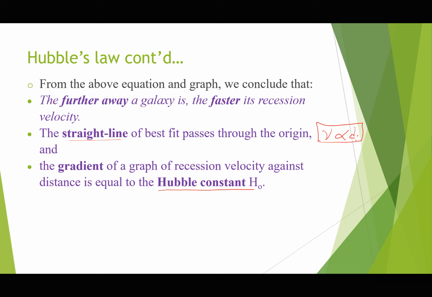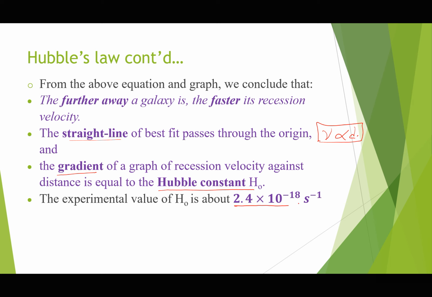However, before we reach there, the constant h naught is called Hubble's constant, which we have already said is going to be the gradient of the graph. And of course, experiments have shown that this constant is approximately 2.4 times 10 to the power of minus 18 per second. Of course, you don't need to remember this constant. Many times you'll calculate it, and if not, you may always be given the constant if it is needed in calculations.